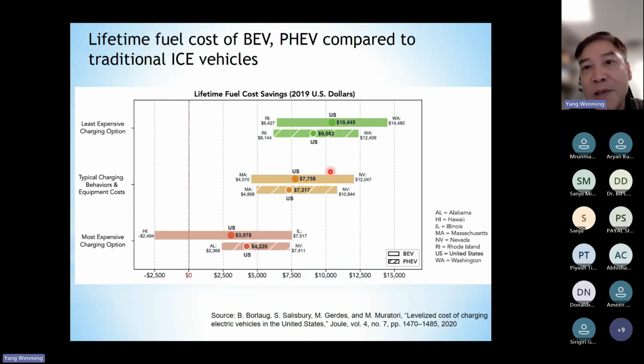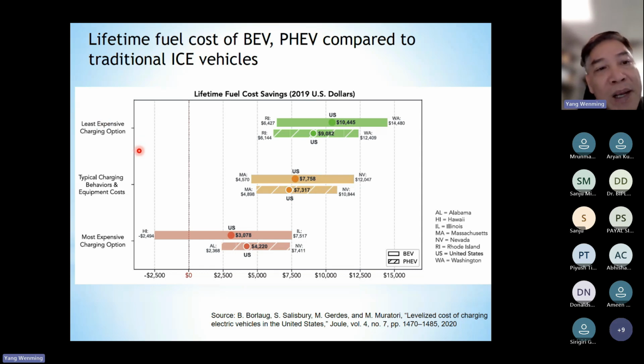I have just shown you the fuel cost saving for one year, correct? In terms of lifetime fuel cost, we have compared battery electric vehicles and plug-in hybrid vehicles, together with ICE vehicles. This one is for pure battery electric vehicles, and this one is hybrid vehicles. Again, this one is for the pure electric vehicle, and this one is hybrid vehicles. It is similar to this one, but we have three different options.